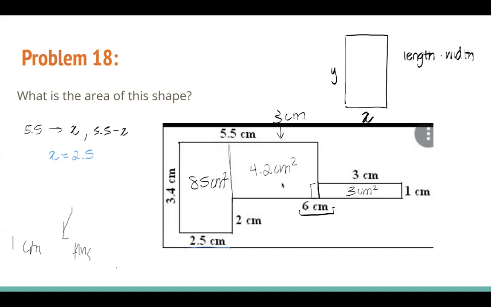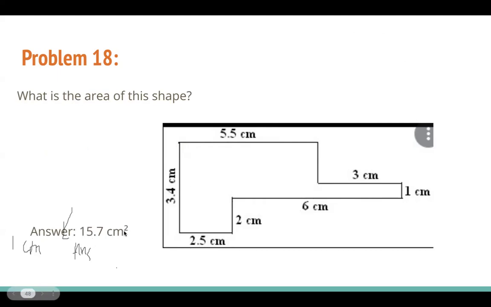So all we have to do now is just add them all up to get our total area. So if we add them, what should we get? 15.7 centimeters squared. Yeah, 15.7 centimeters squared. Does that make sense to everyone?